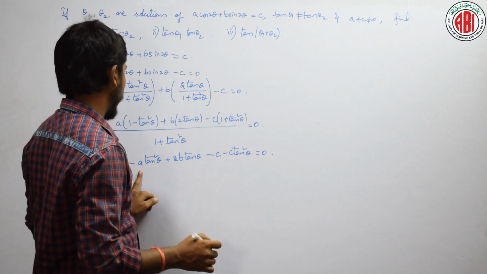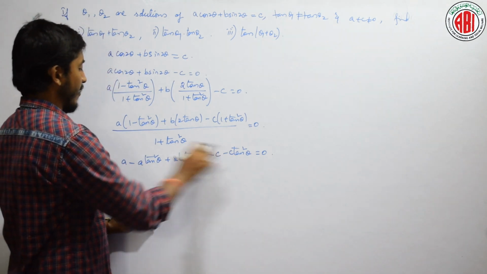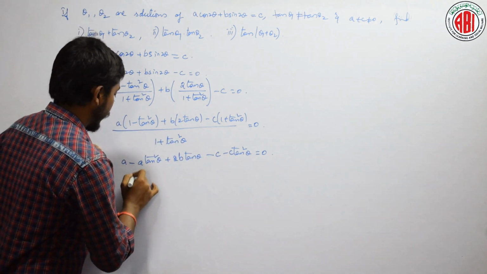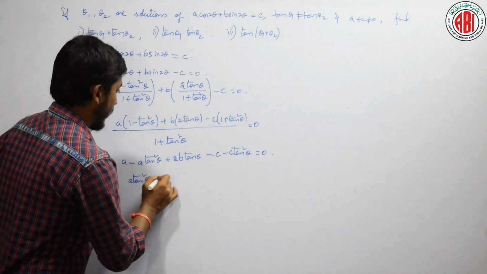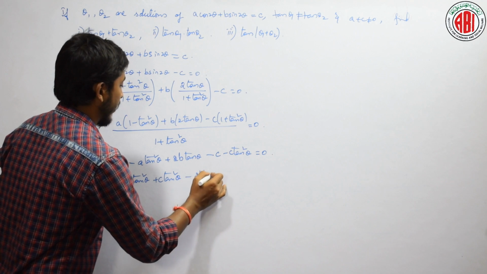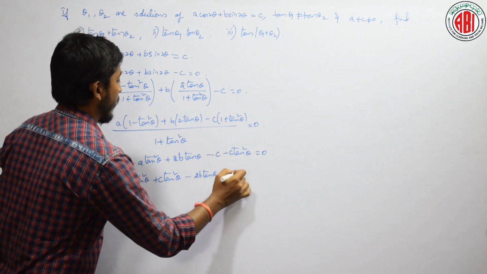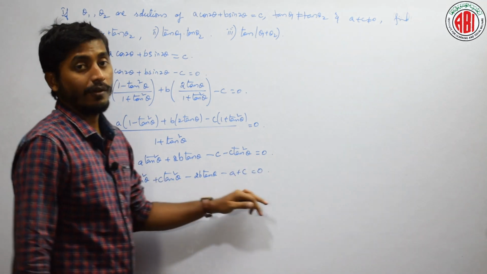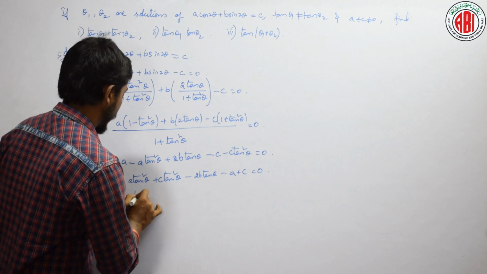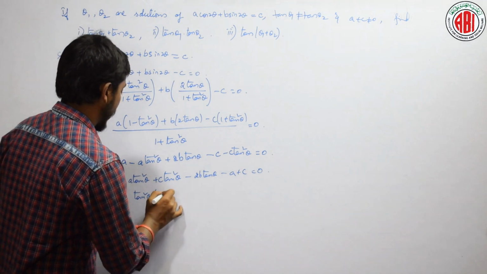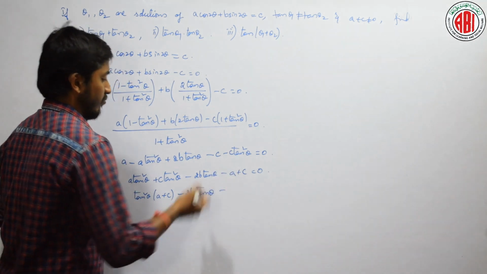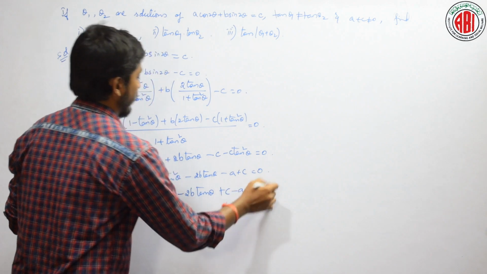What all can we do here? Let us convert this tan square term to positive, so that it becomes (a plus c) tan square theta minus 2b tan theta plus (c minus a) equal to 0. Is it okay? Now see here, if we observe, can I take tan square theta common? Then the left out will be a plus c, minus 2b tan theta. Let us write the constant as c minus a.